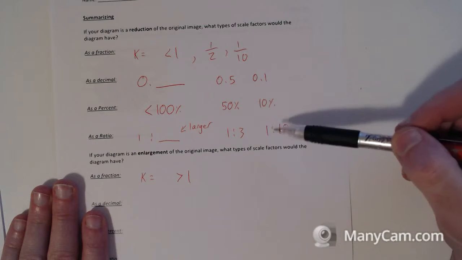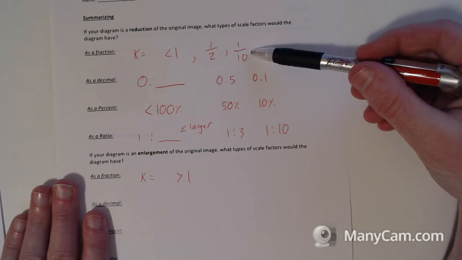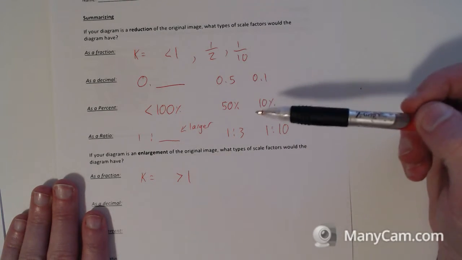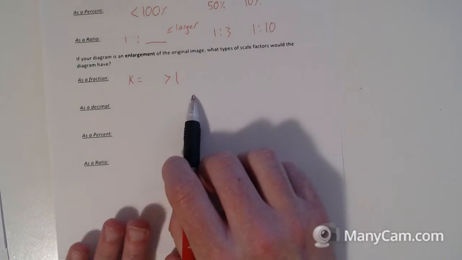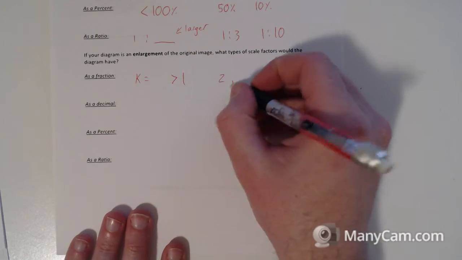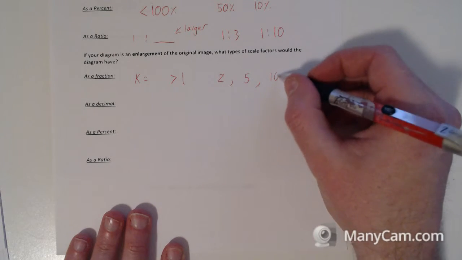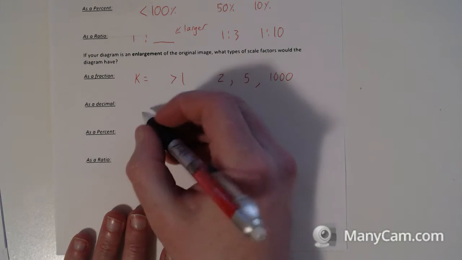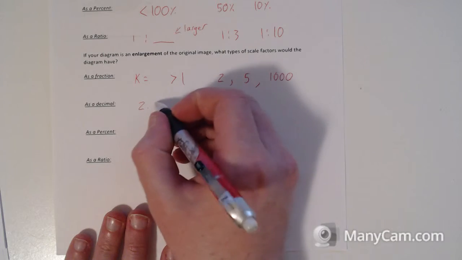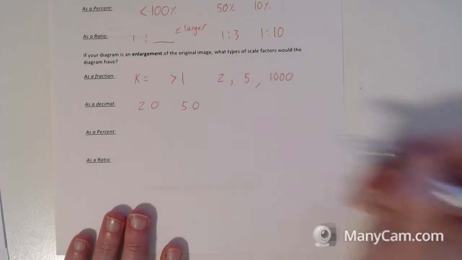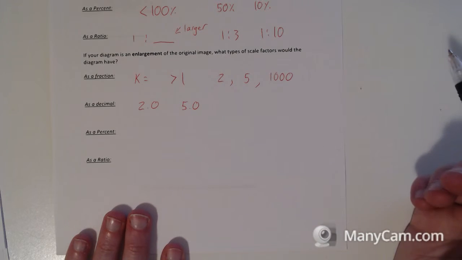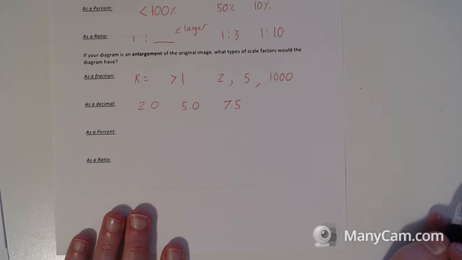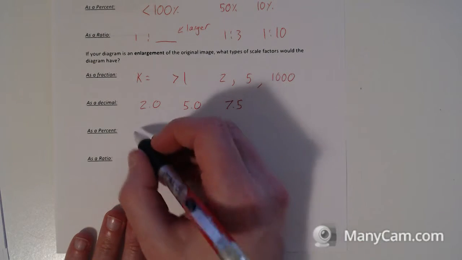I don't mind seeing them any way. Fractions are probably going to be the easiest for this lesson. So I would always say the k-value is a half, or k-value is 50%, or something like that. In this one, it's going to be larger than 1, so it could be like 2 or 5, or it could be 1,000 times bigger if you're talking about microscopic images. As a decimal, it's going to be something like 2.0 or 5.0. It's actually the same thing. Just turn the fractions into a decimal. It could be an actual decimal, something like 7.5 times bigger than the original. As a percent, it could be 200%.